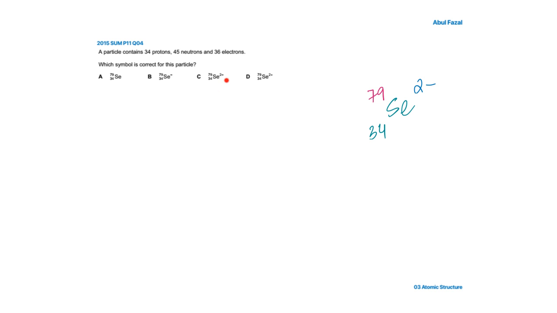Where do we see this? Right here. If we take a closer look, they're all matching. Oh, we didn't have to calculate this. They're all 79 and 34. We just had to worry about the charge. So it's 2 minus. The answer is C.